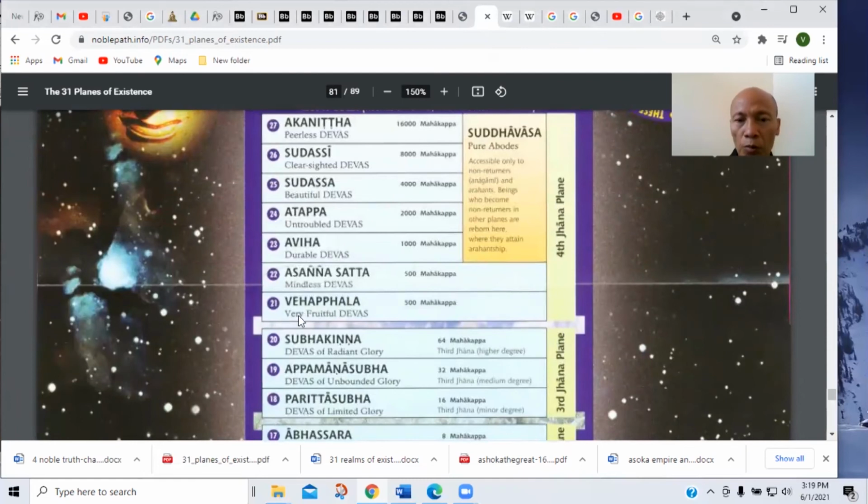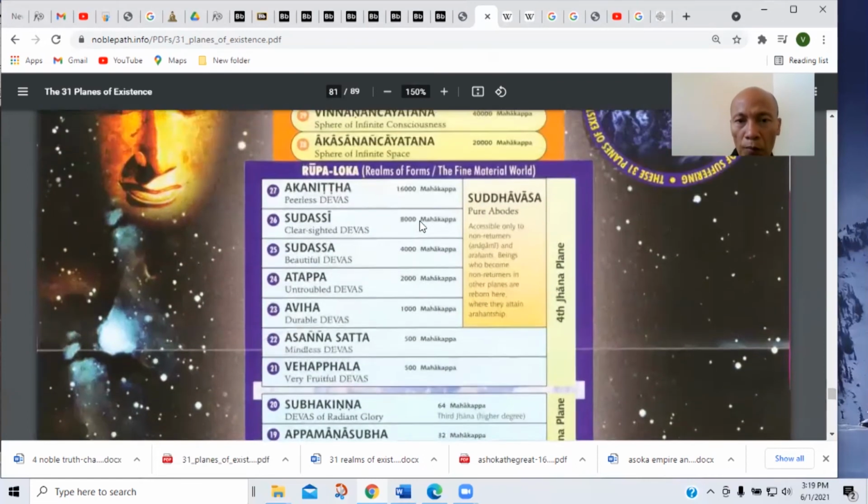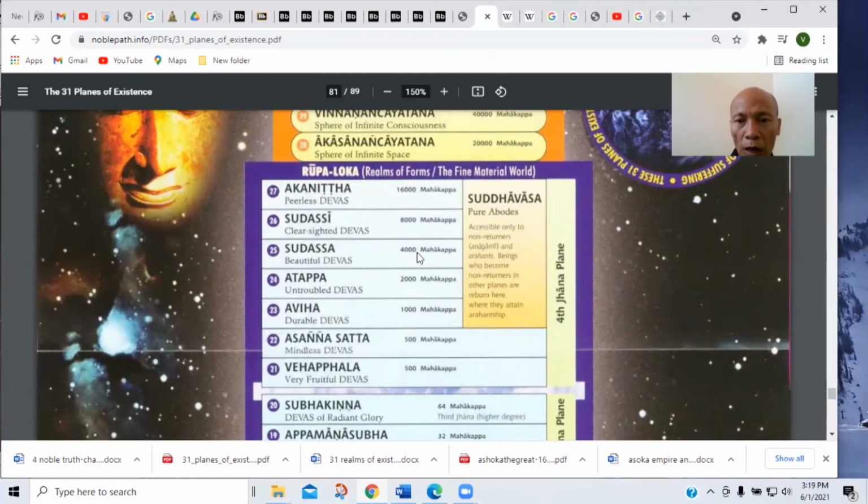And the next one is the very fruitful devas. They live up to 500 Mahakappas. The mindless devas live up to 500 Mahakappas. The durable devas live to 1,000 Mahakappas. The untroubled devas, 2,000 Mahakappas. The beautiful devas live up to 4,000 Mahakappas.